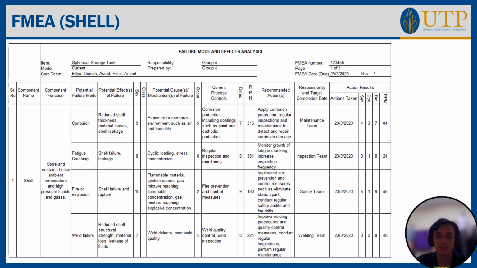This table is the FMEA for the shell of a spherical storage tank. The most severe failure mode is fatigue cracking with an RPN of 384. Fatigue cracking can cause shell failure and leakage of contained material. Potential causes of this failure mode are cyclic loading and stress concentration inside the tank. The current process control is regular inspection and monitoring. It is recommended to always monitor the growth of fatigue cracking and increase the inspection frequency. Once action is taken, the RPN is reduced to 24. Other failure modes identified for the shell of a spherical storage tank are corrosion, wet failure, and fire and explosion.